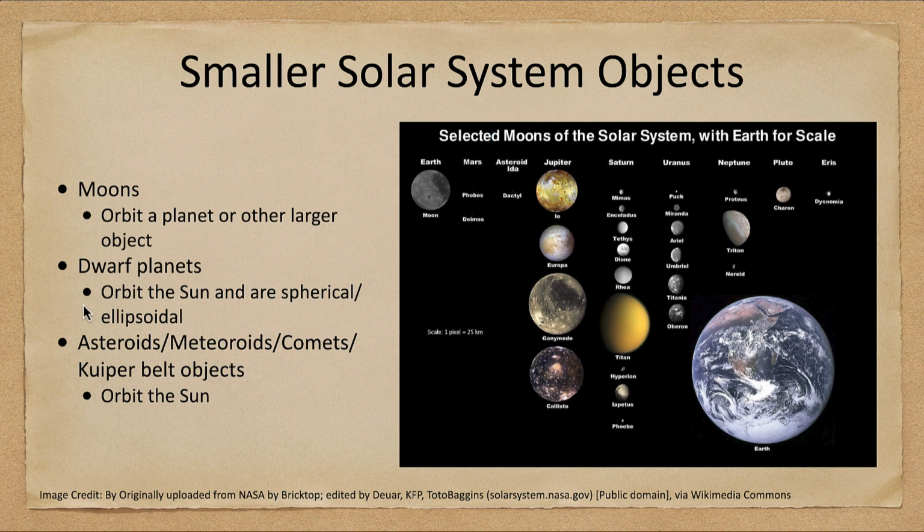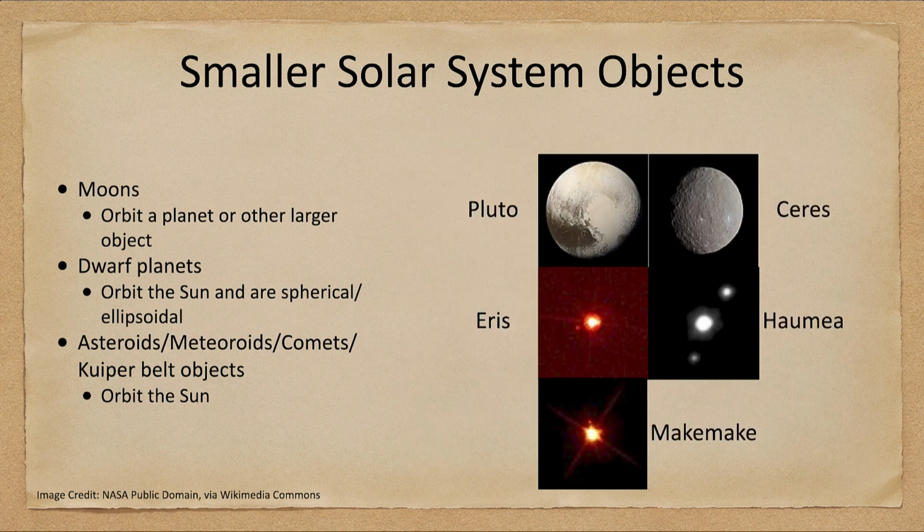So how about the dwarf planets? Well, a dwarf planet has to do 2 things. It has to orbit the sun, and they have to be spherical or ellipsoidal. So they meet those first 2 criteria for a planet, but not the latter one. And as I didn't emphasize, a moon is an object that orbits a planet or other larger object.